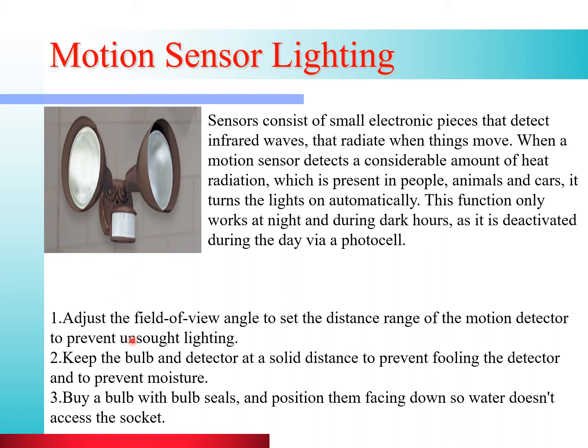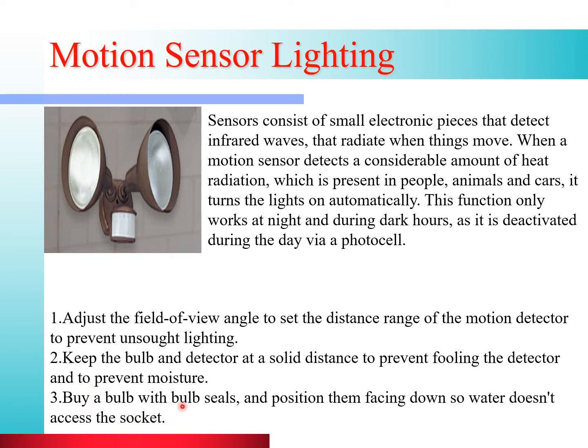First, adjust the field of view angle to set the distance range of the motion detector to prevent unsought lighting. You have to adjust the field of view according to the distance range. Then second, keep the bulb and detector at a solid distance to prevent fouling the detector and to prevent moisture. You have to place the bulb and the detector in such a place that it will prevent the moisture from entering the sensor.